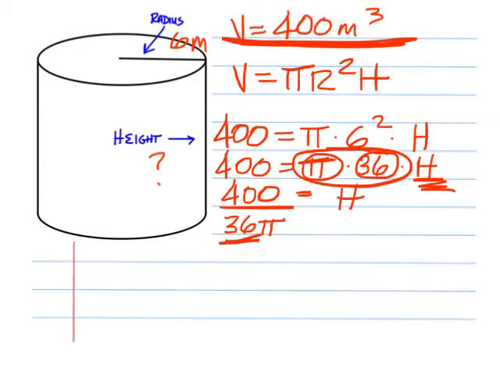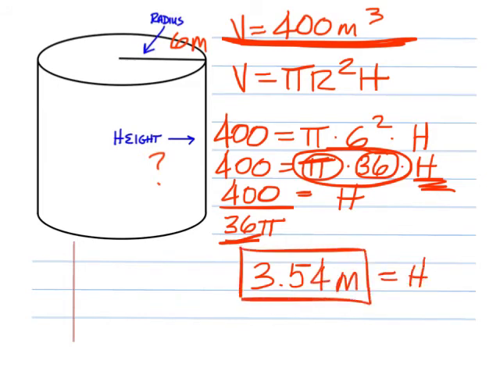Lost my ruler. There it is. Turn the calculator screen on. In your calculator, you would do 400 divided, not the fraction bar, and then left-hand parenthesis, 36 times pi. Hit enter and you come back with 3.54 meters for the value of the height.